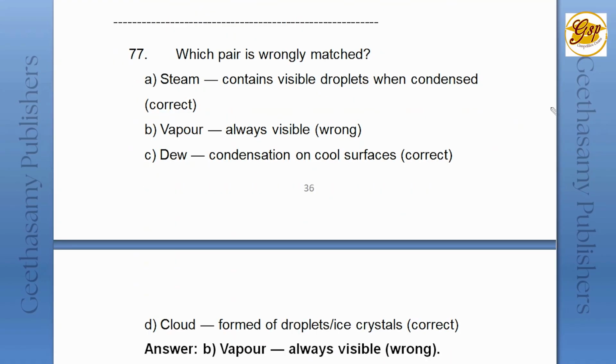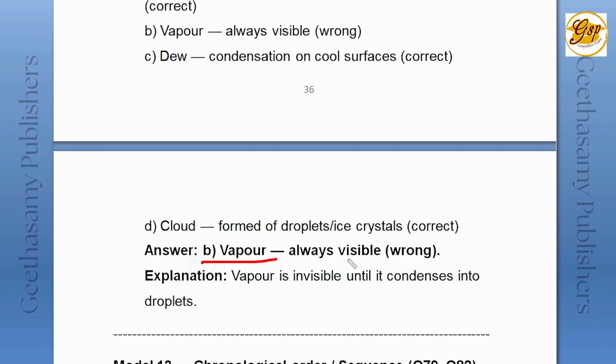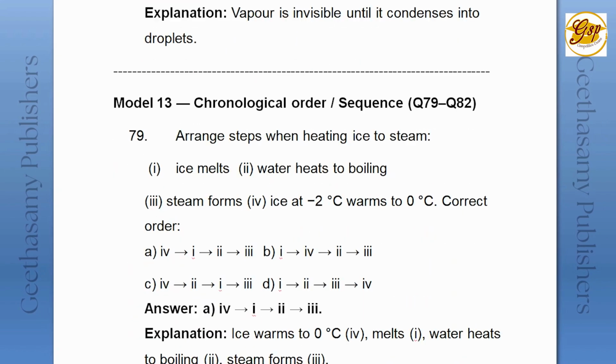Question 77. Which pair is wrongly matched? Steam contains visible droplets when condensed, correct. Vapor always visible, wrong. Dew, condensation on cold surface, true. Cloud, formed of droplets and ice crystals, correct. So the wrong statement is B, that vapor is always visible. Vapor is visible only until it condenses into droplets. Fine.